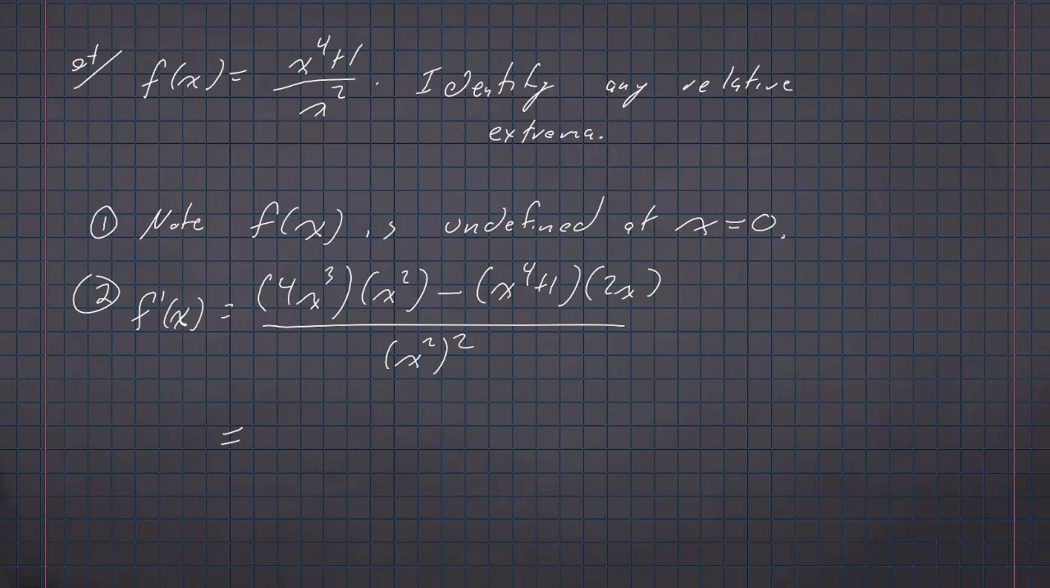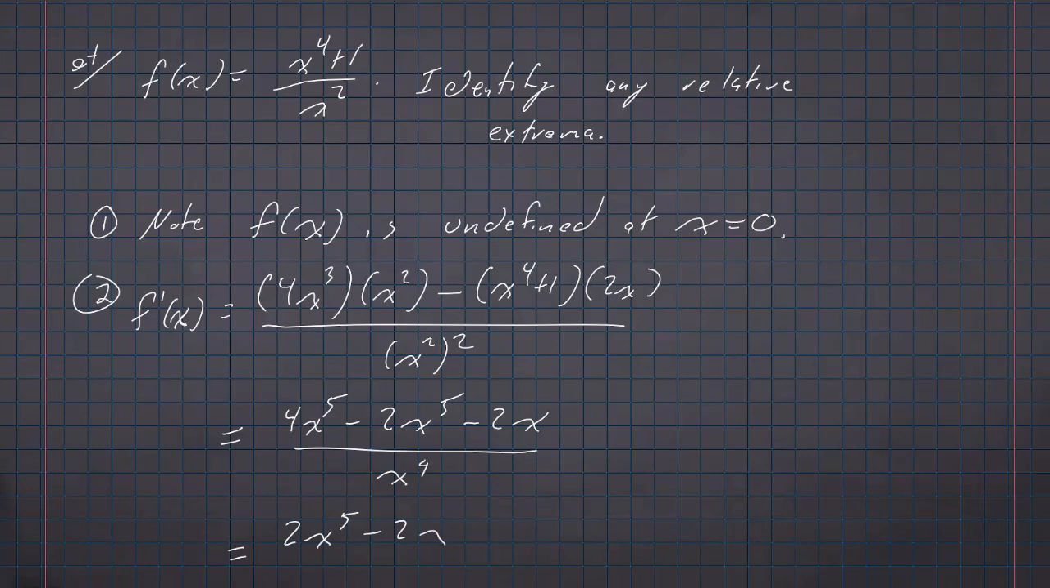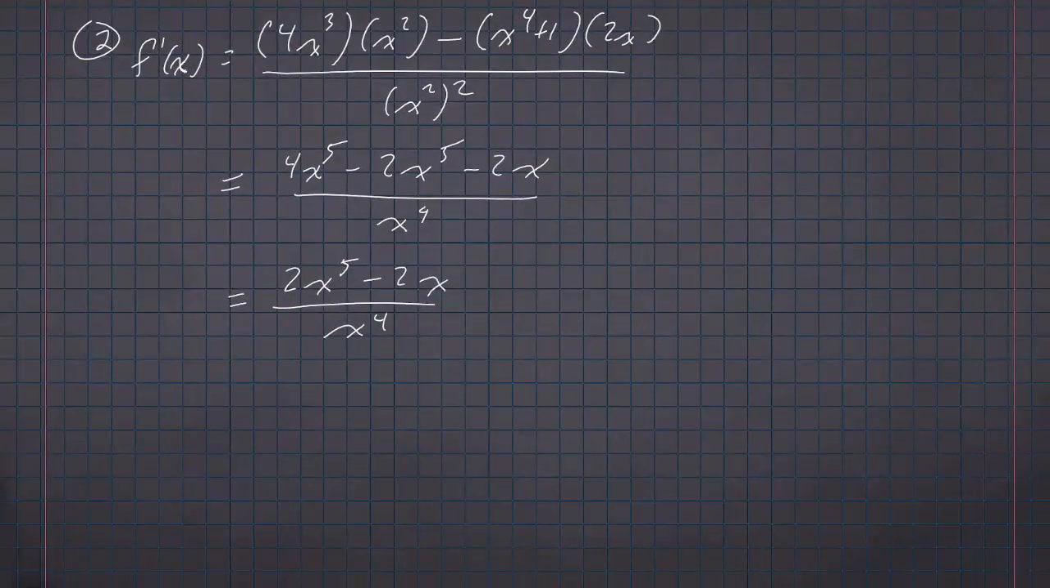And simplifying that a little bit, 4x cubed times x squared is 4x to the fifth. Distributing, x to the fourth times 2x is 2x to the fifth, minus 2x, all over x to the fourth. Combining like terms, 4x to the fifth minus 2x to the fifth is 2x to the fifth. And let's cancel out one factor of x. So this is going to be 2x to the fourth minus 2 all over x cubed.